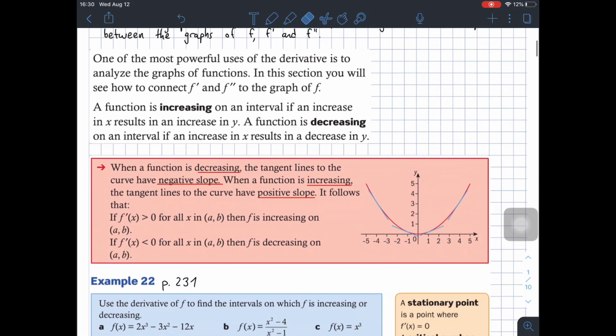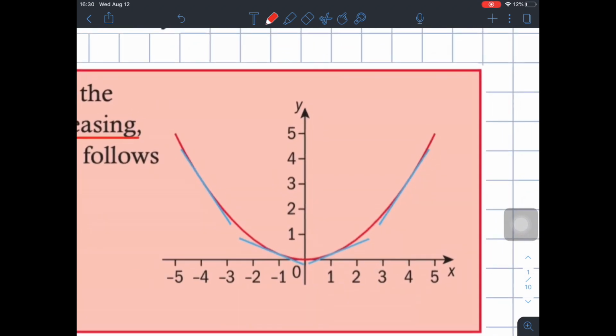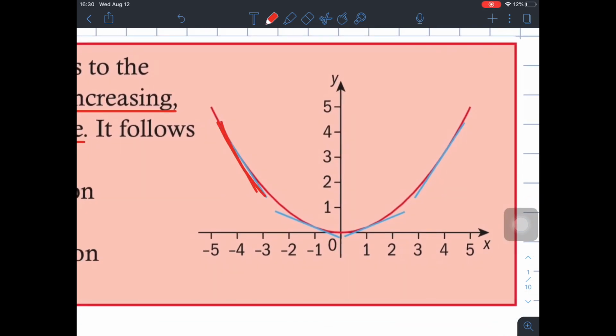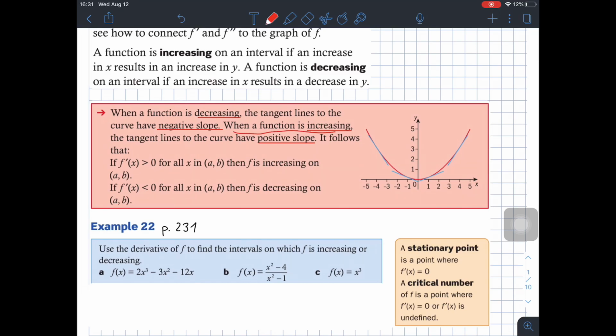Okay? Then it says, when a function is decreasing, the tangent lines to the curve have a negative slope. And you can see that right here, right? In the first part of this function, it is decreasing, right? And if we trace tangent lines, as you can see, the blue lines there, the tangent lines throughout all those sections have negative slopes, while in this part where the graph is increasing, the tangent lines have positive slopes. They are increasing, right? So when a function is increasing, the tangent lines to the curve have positive slope.